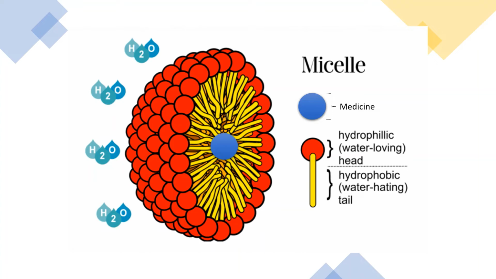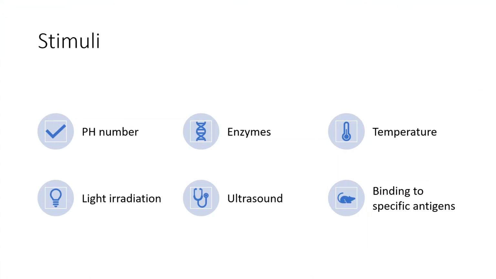When it reaches our target cell, we can then cleave it and release the medicine. This can be done through the use of stimuli. Depending on what monomers are used, we can control which stimuli are effective. Some stimuli we use are the cell's pH, the presence of particular enzymes, temperature, light irradiation, although it can only penetrate so far, ultrasound, and the binding to specific antigens. All these in theory can be used to trigger the cleaving reaction.